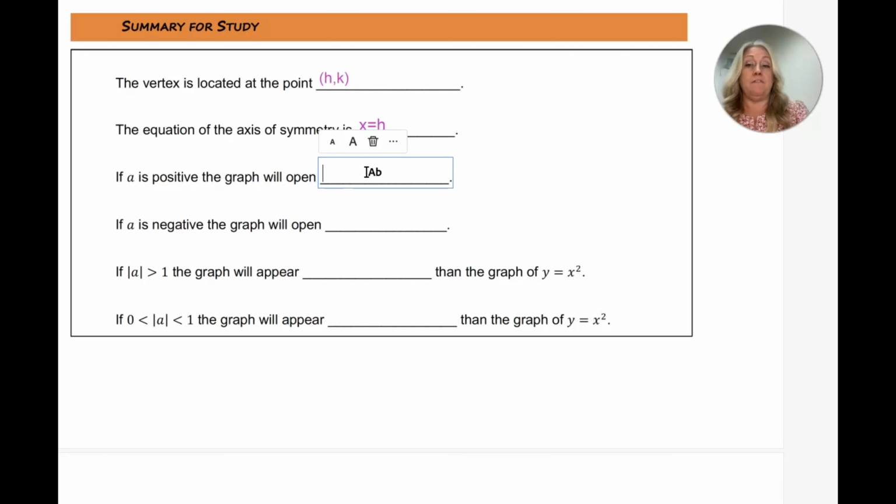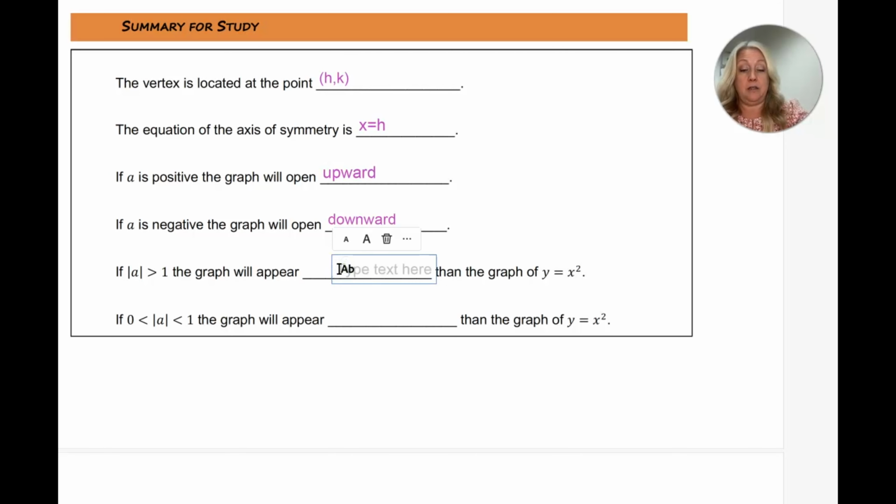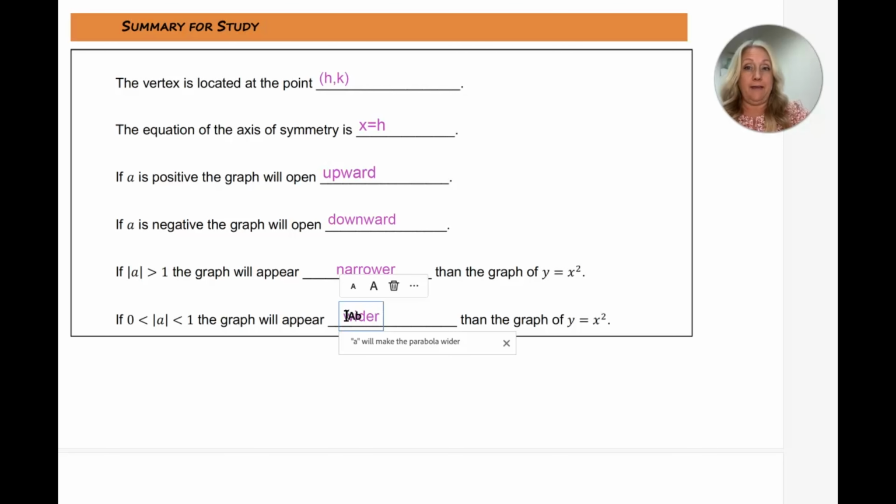Right? So if a is positive, the graph will open up. If a is negative, the graph will open downward. And then if absolute value of a is greater than 1, the graph will appear narrower. And then if it's between 0 and 1, right, if that's a fraction out in front, then it will appear wider. Okay, I hope that was helpful in reviewing all the things that we talked about in these previous videos.